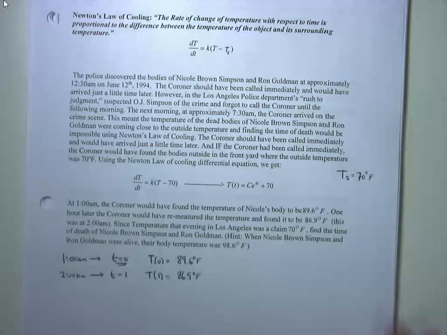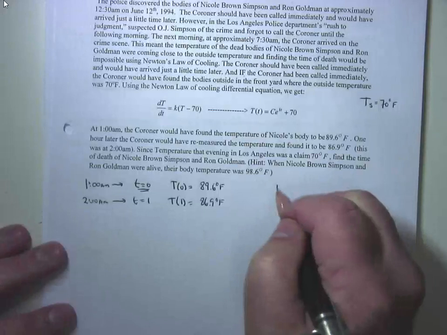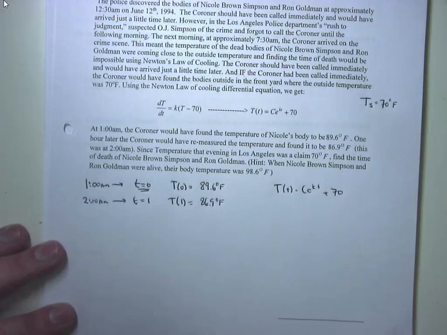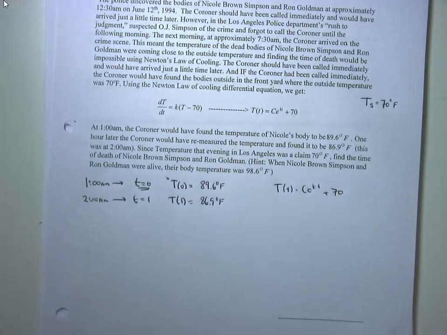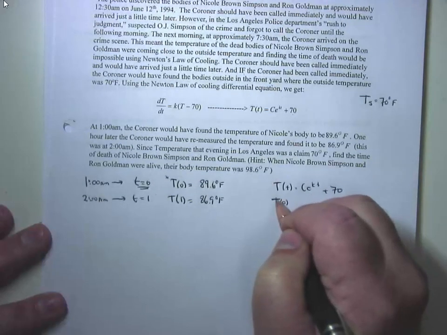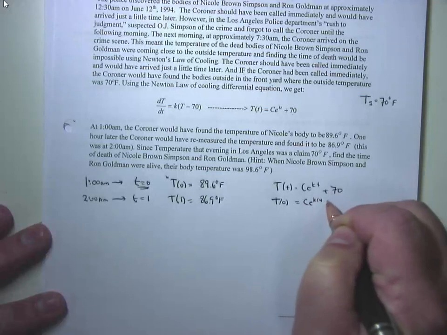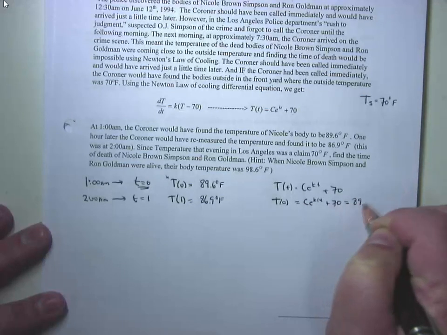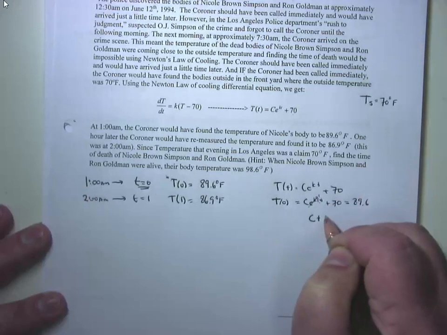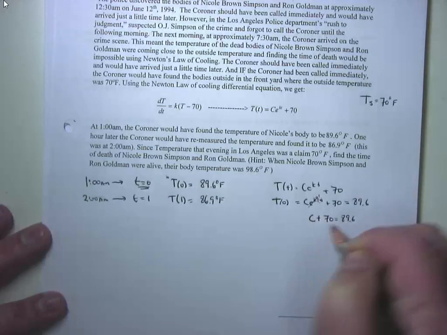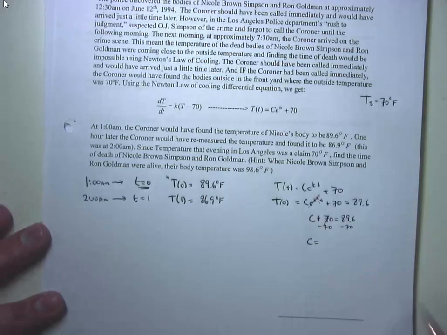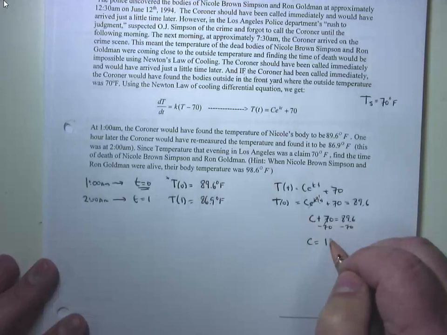All right, here we go. We have our equation: big T of little t is equal to C e to the kt plus 70, the surrounding temperature. The first thing you use is the initial temperature. That's going to help me figure out what that big C is. So the temperature at time 0 is equal to C e to the k times 0 plus 70, and that's equal to 89.6. K times 0 is 0, and e to the 0 is 1, which gives me the equation C plus 70 equals 89.6. Subtract 70 from both sides, so C is equal to, what is that, 89.6 minus 70, which is 19.6?